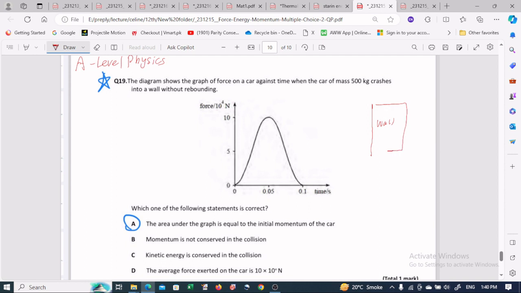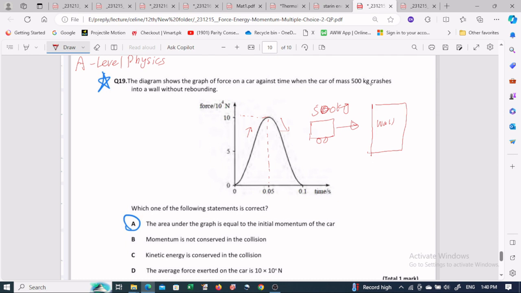For example, here is a wall and a car that has a mass of 500 kilogram, it crashes into this wall, okay. And this is a force-time graph. It says that the force on the car increases until it becomes maximum, that is 10 × 10⁴ Newton, at the time of 0.05, and after that the force decreases, it declines, okay, until it becomes zero.